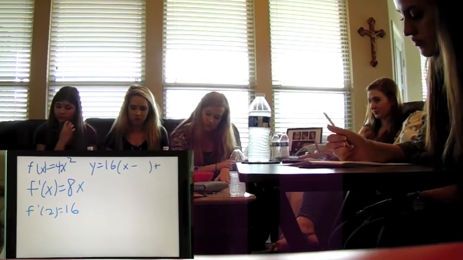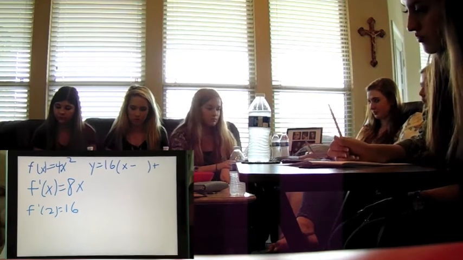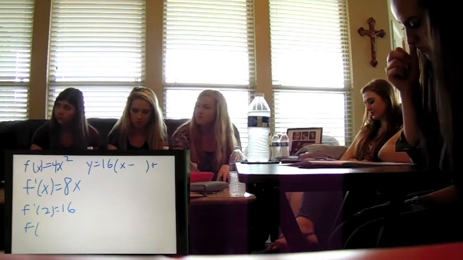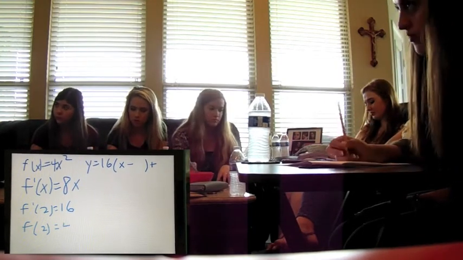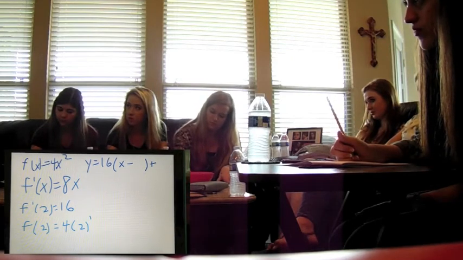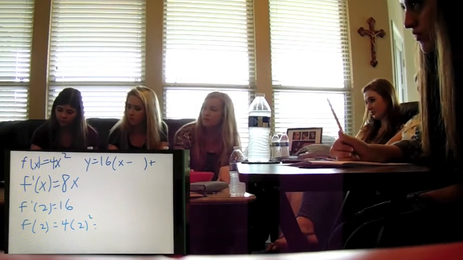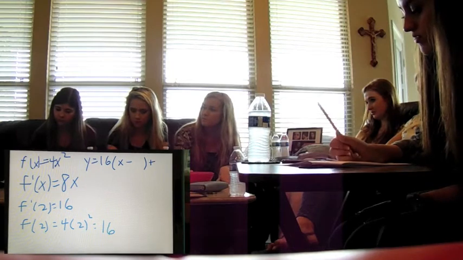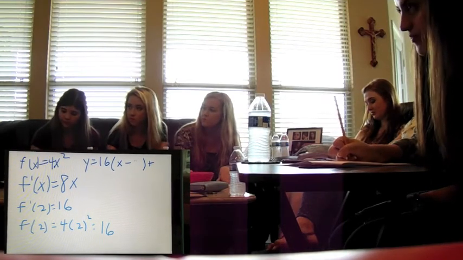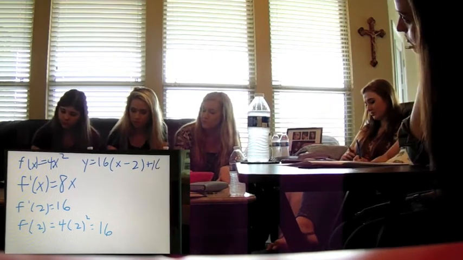So to find the x and the y you plug in, you find the tangent point. And that's really easy. All you have to do is plug 2 into the original equation, f of x equals 4x squared. So if you do that, f of 2 equals 4 times 2 squared. What do you get? 16. Perfect. So now you just plug that in, x minus 2 plus 16. And that's the equation.